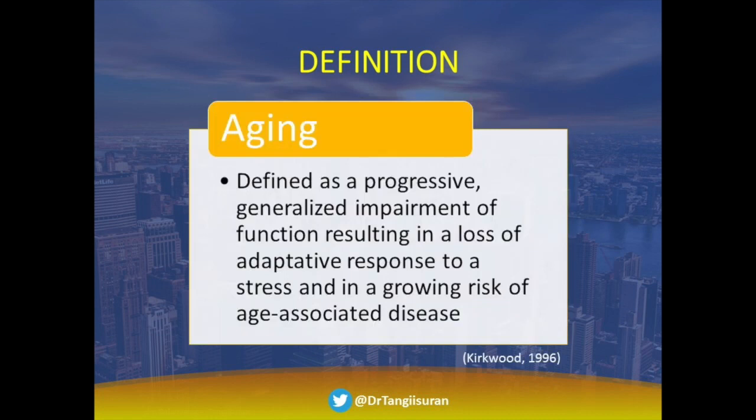Another term that we should know is aging. It is defined as a progressive, generalized impairment of function, resulting in a loss of adaptive response to a stress and in a growing risk of age-associated diseases. Aging is a continuous process. All of us, including you, are aging now while we are talking here. Obviously, the generalized impairment of function will be more obvious as we get older.